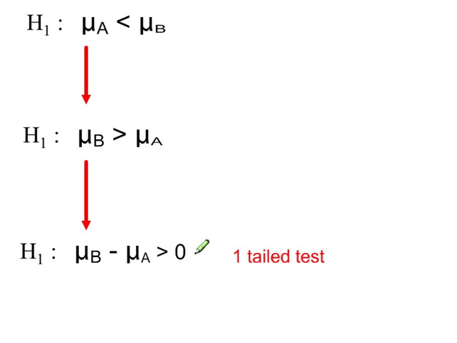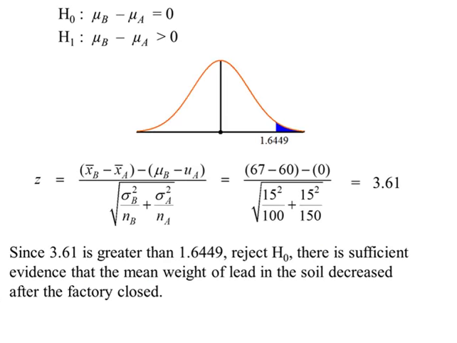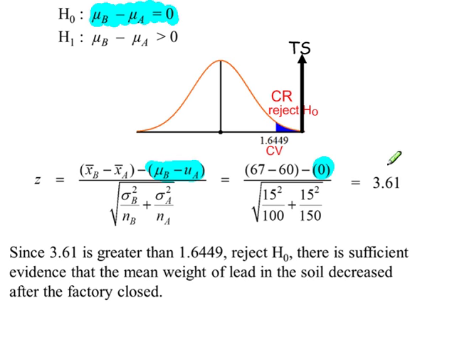So taking this to the other side, we have the large value minus the small value to have a positive difference. So in the test statistic formula, this value is 0. Our test value is 3.61. It's greater than 1.6449. So we're going to reject H0 and the conclusion in context.